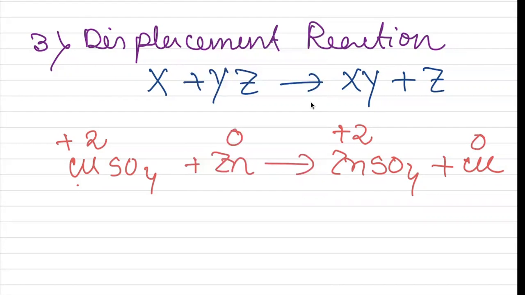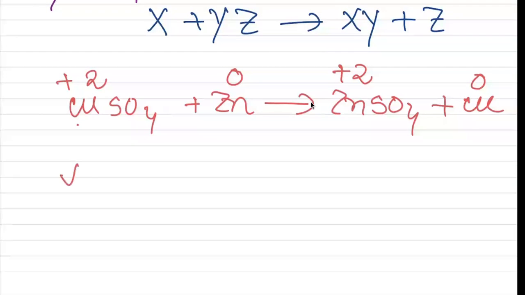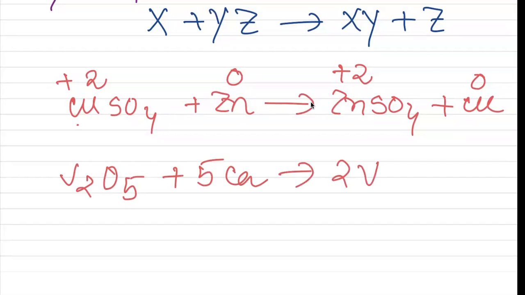displacement reaction. And one more example: when vanadium pentoxide reacts with calcium, it forms 2 vanadium plus 5 calcium oxide. So here you can see calcium is more reactive than vanadium. So it replaces vanadium from vanadium pentoxide and it forms calcium oxide, and 2 vanadium will be left, right? Yes or no? Yes, miss.